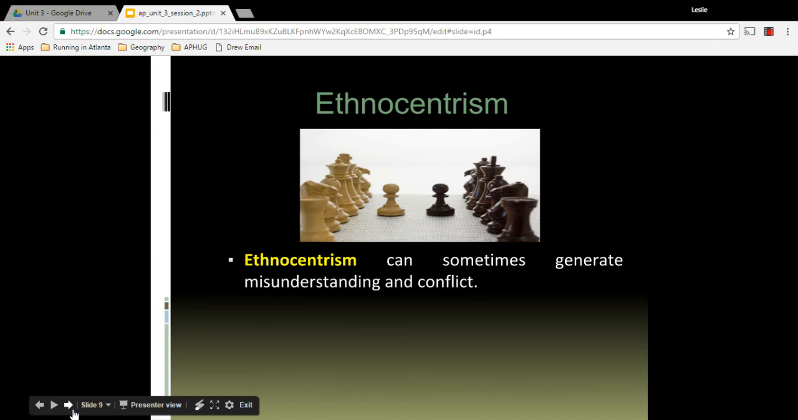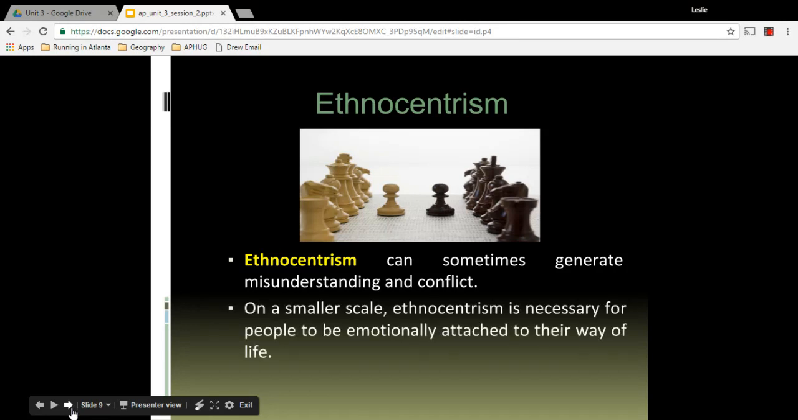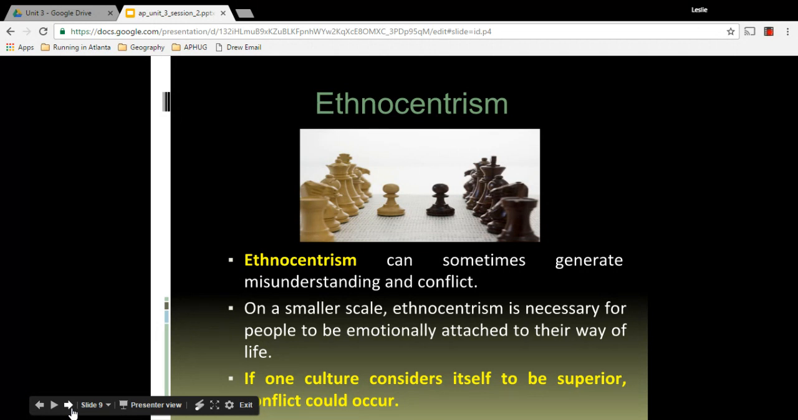and understand their perspective. So on a smaller scale, ethnocentrism is necessary for people to be emotionally attached to their way of life. So there is some necessity involved in ethnocentrism because it gets you invested in your culture. If one culture considers itself to be superior, however, then conflict can occur. So if you're ethnocentric, but you have an equality-based point of view, then you're going to lessen the likelihood of conflict. But if you experience ethnocentrism along with the belief that your culture is superior, then this is going to lead to conflict.